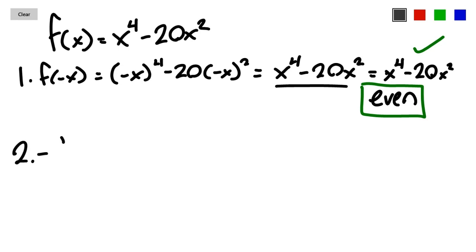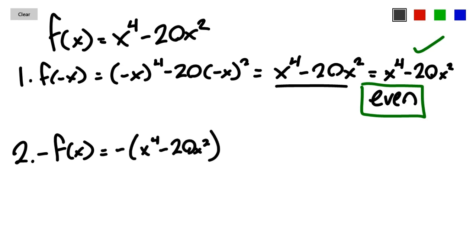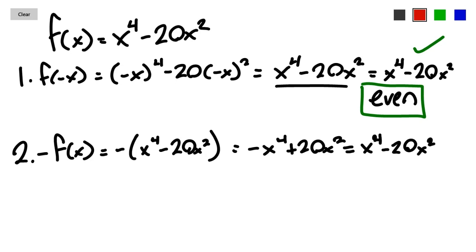So if I try negative f of x, what's going to happen? Well, negative f of x is going to be negative times f of x. And when I distribute this negative out, I get negative x to the fourth plus 20x squared. And let's see if this is equal to f of x. So x to the fourth minus 20x squared. We know that this is not the same because the signs differ on all the terms. So this is not an odd function, it's only an even function.